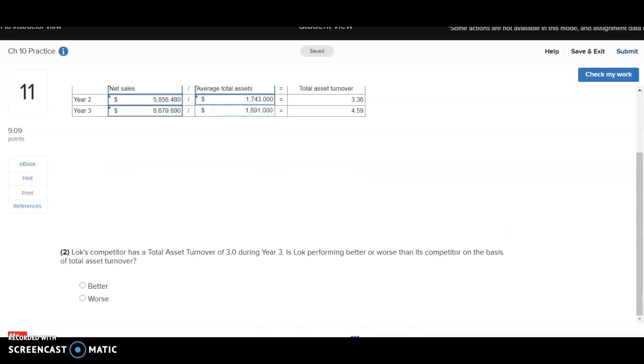So our last question here says Lock's competitor has a total asset turnover of 3.0 during year 3. Is Lock performing better or worse than his competitor on the basis of the total asset turnover? So for year 3, we have 4.59. They have a 3. So we are doing better.